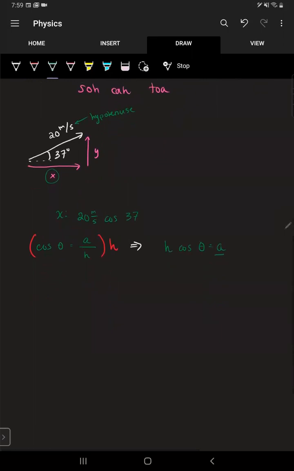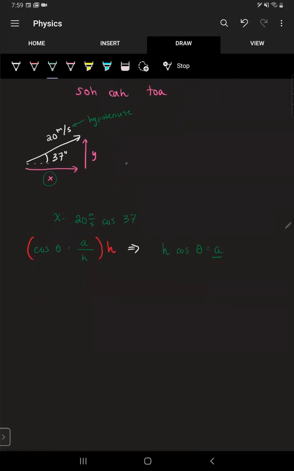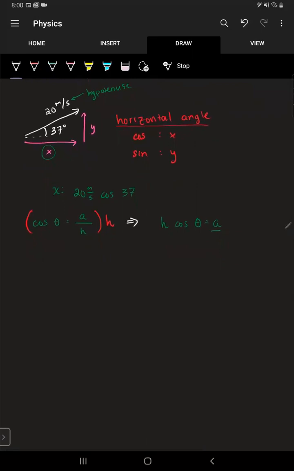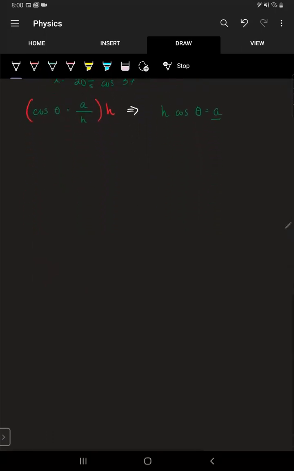Okay. So this is something called a horizontal angle. I'm going to give you multiple ways to approach these. If it's a horizontal angle, that means that the adjacent side is horizontal. So that means that cosine solves for x and sine solves for y. Okay? Now, let's say we have this ramp. Now that we know something about cosine and sine at least, we're going to tackle the ramp problem.